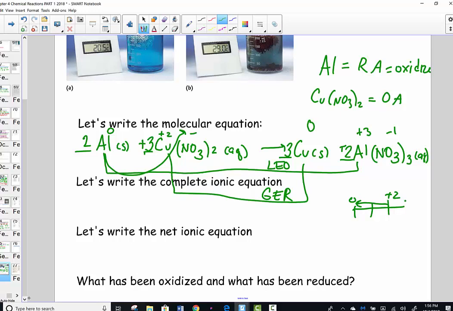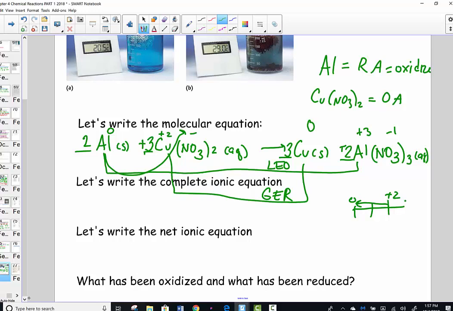When I write the net ionic equation, I see only one spectator. Because it's not the same to say aluminum 0 and Al +3, they are not the same thing. Copper's a +2, now it's a 0, they are not the same thing. But what did not change is the polyatomic ion nitrate. It's still swimming in the water.